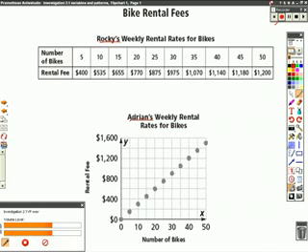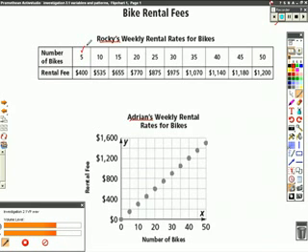So we're just going to make a graph. And what we're going to do is we're actually going to put Rocky's information right on top of Adrian's graph. So we're not going to create a whole new graph. So our first point is 5 bikes for $400.